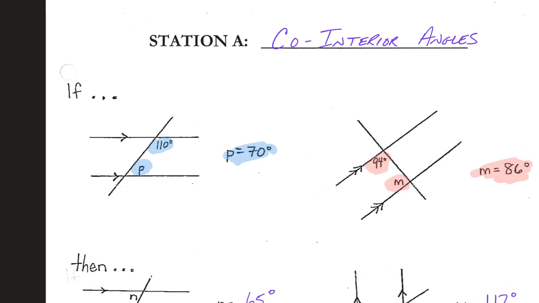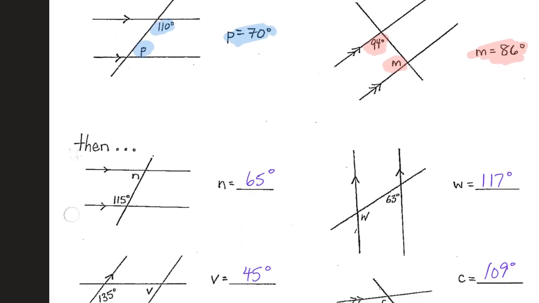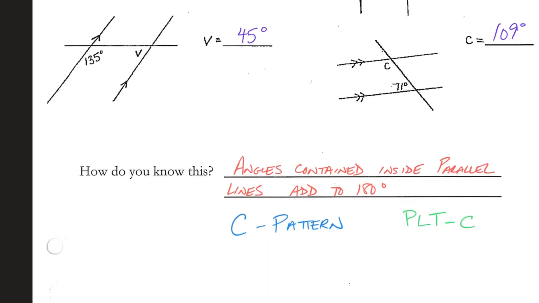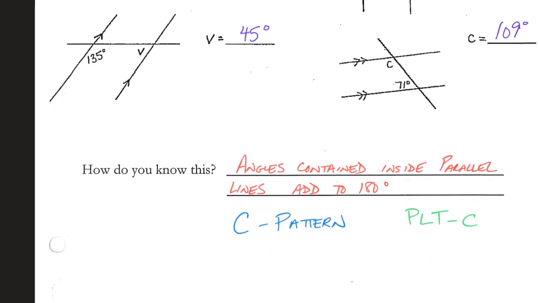Now, in terms of us working through that, I would doubt that very many of us, if we saw this stuff last year, went, oh yeah, that's right, this is our co-interior angles. We probably didn't come with that terminology. However, if we scroll down to the bottom of the page, I'd like you to get that down. So what you see in red is basically how we knew that angles contained inside parallel lines add to 180 degrees.